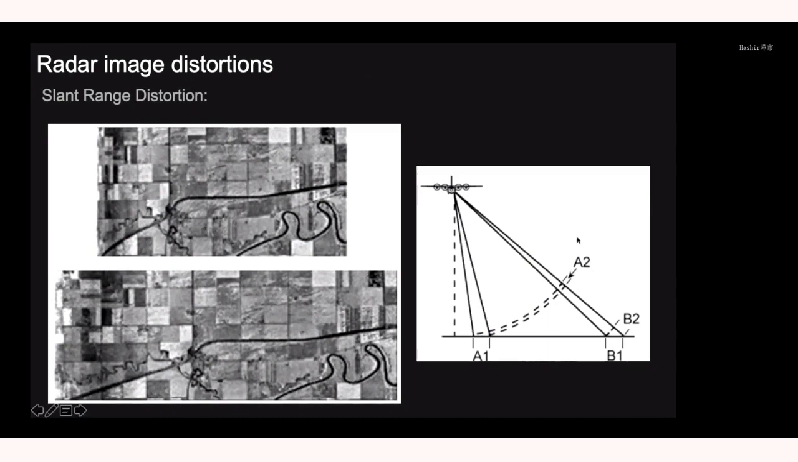As we can see in this picture here on the right, targets A1 and B1 are of the same size on the ground, but their apparent dimensions in slant range are different. So as we can see, their size has been changed. This causes the targets in the near range to appear compressed relative to the far range. But using trigonometry, ground range distance can be calculated from slant range and platform altitude, and then we can convert it to a proper ground range format.